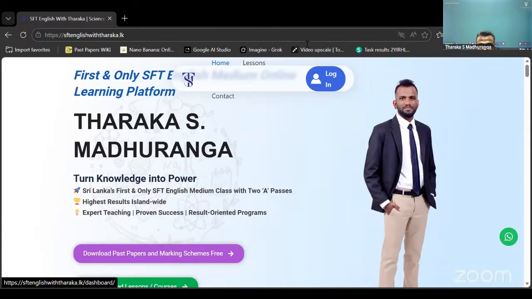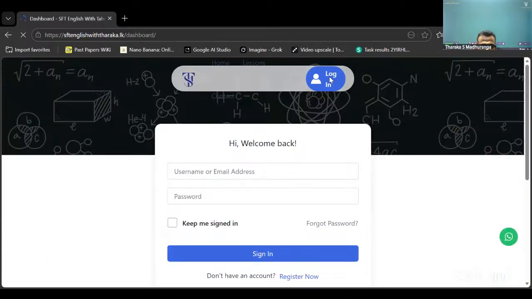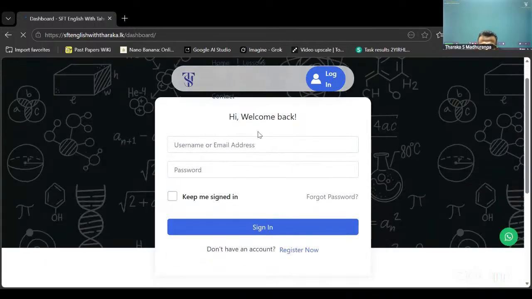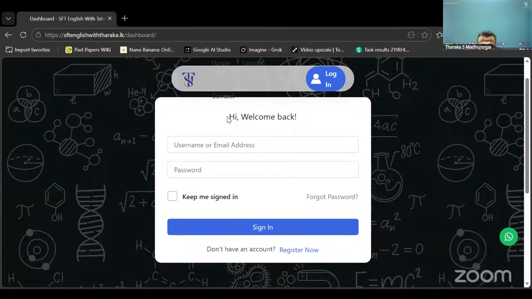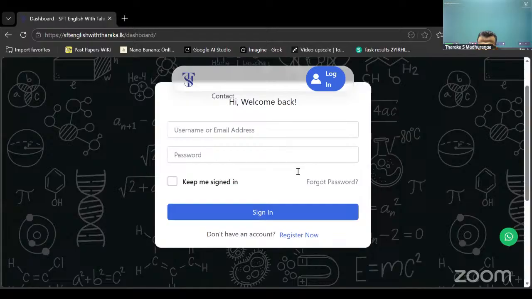You have to create an account on our website before you use this website. Okay, you can click the login button. Now you come to this welcome page. Okay, then I think you don't have account.